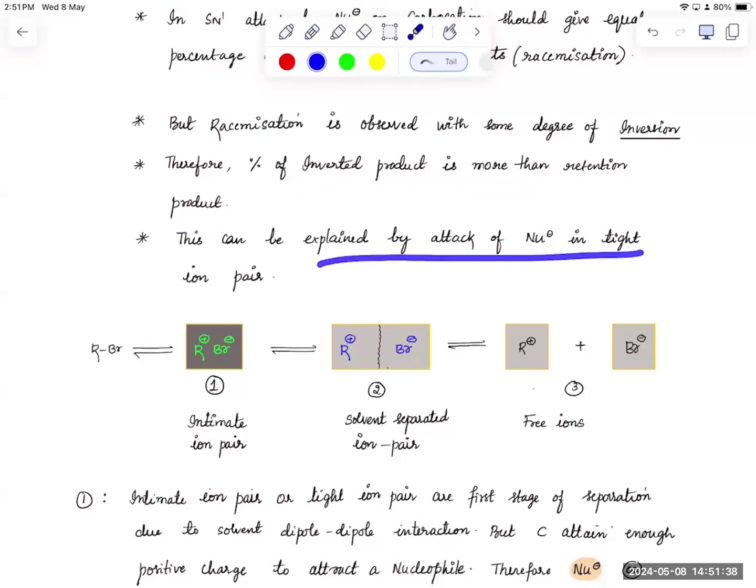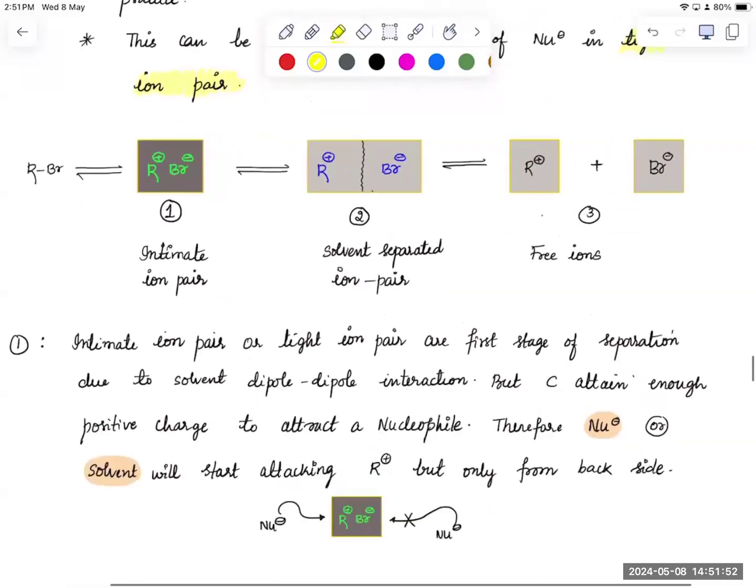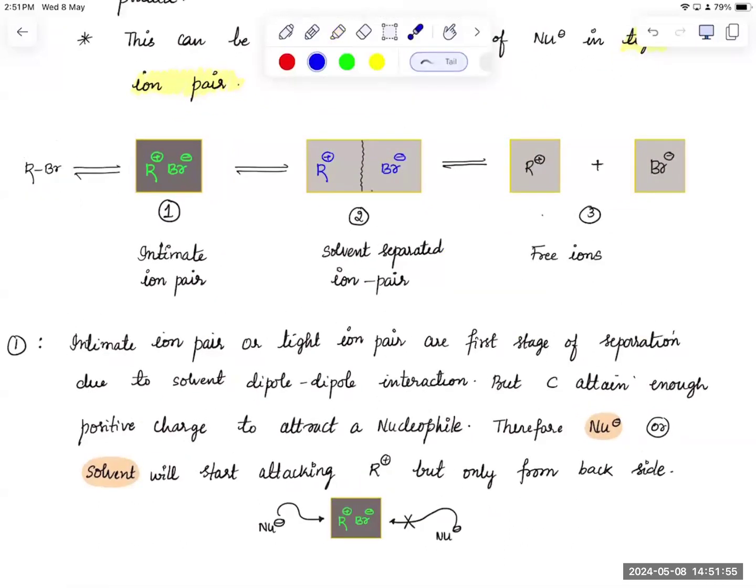This can be explained by the following nucleophilic attack in a concept called tight ion pair. So remember this concept. It is called tight ion pair. Think this way. When you take RBr into the solvent, as soon as you put it in the solvent, it will slowly start getting charges, and you'll get R plus and Br minus. There is not much distance that has been created, only the charges have been created. So this situation is called an intimate ion pair. That means R and Br are very close to each other, like an intimate ion pair.